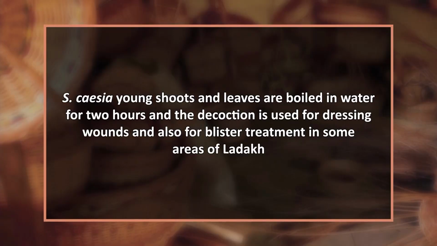Powdered catechins and young shoots of Salix babylonica mixed with mustard oil are used to treat rheumatism and joint problems. Salix cassia young shoots and leaves are boiled in water for 2 hours and the decoction is used for dressing of wounds and also for blister treatment in some areas of Ladakh. Leaves of Salix pycnostachya are boiled in water and the water bath is used to relieve body pain and fever.